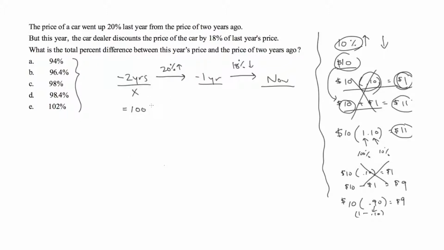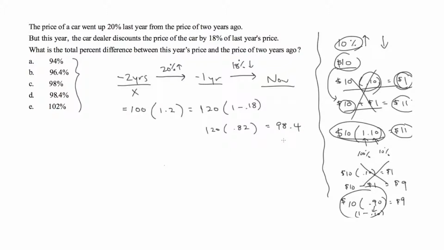So my car is $100 2 years ago. It increases by 20%, and we're going to use this idea over here. Since we're increasing by 20%, I'm going to multiply this by 1.2 to get the new price. If I do 100 times 1.2, I get $120. Again, decrease by 18%, so I'm going to use what I did here: 1 minus 0.18, or we have 120 times 0.82, and we get 98.4.